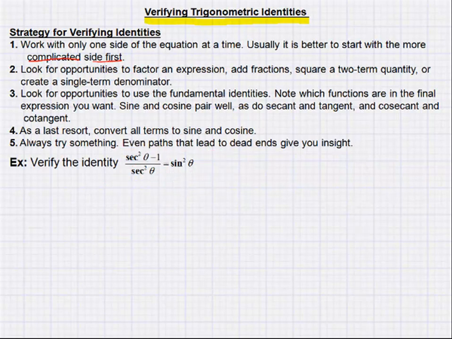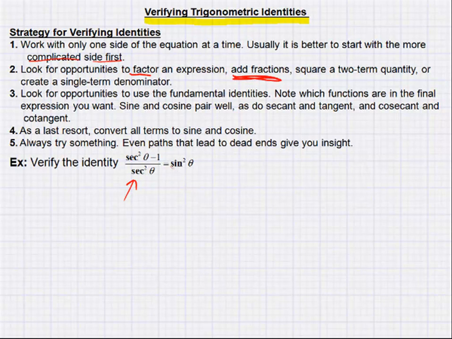The reason being, if it's more complicated, there's more going on. If there's more going on, there's more you can do to it. Then, once you start to decide where you're going to want to start, you can do a couple of things. Think about factoring the expression. If there are fractions added or subtracted together, actually do that computation.